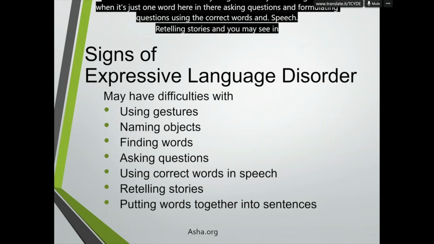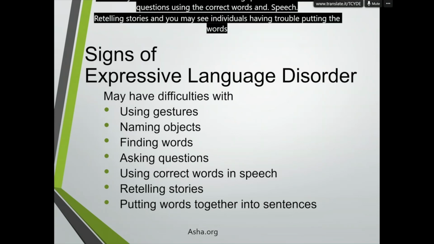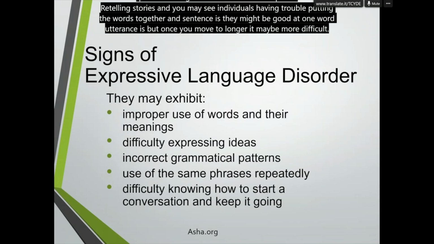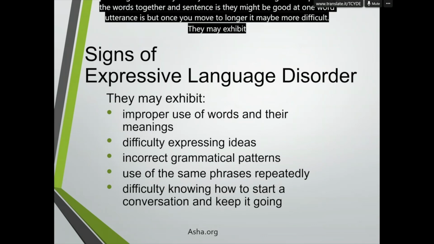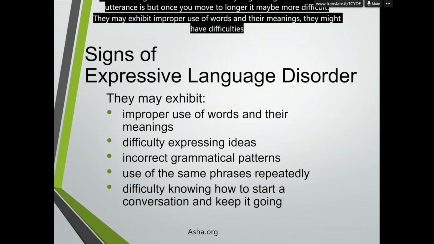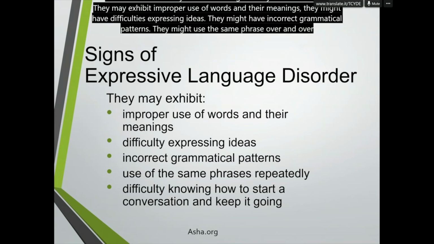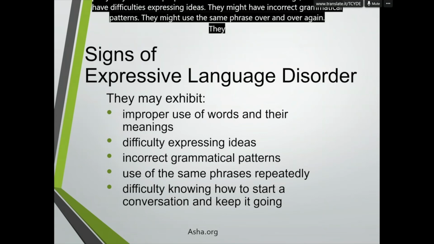You may see individuals having trouble putting the words together in sentences. They might be good at one-word utterances, but once you move to longer ones, it may be more difficult. They may exhibit improper use of words in their meanings. They might have difficulties expressing ideas. They might have incorrect grammatical patterns. They might use the same phrase over and over again. They might have difficulty knowing how to start a conversation and keep it going.